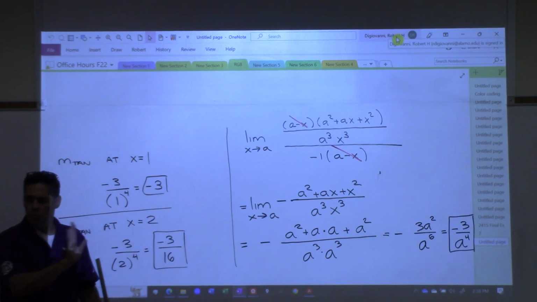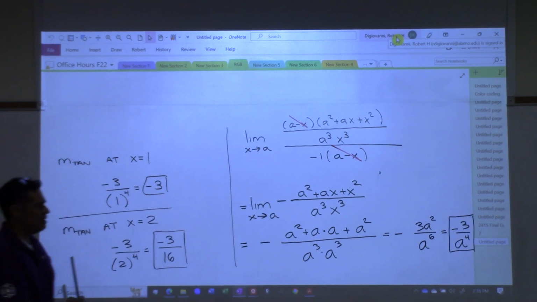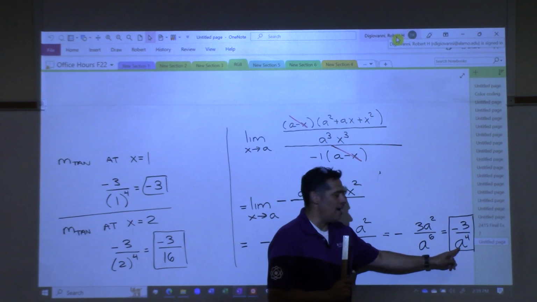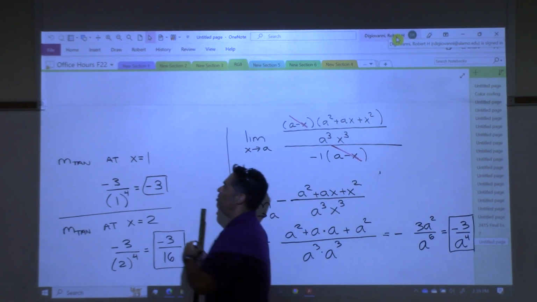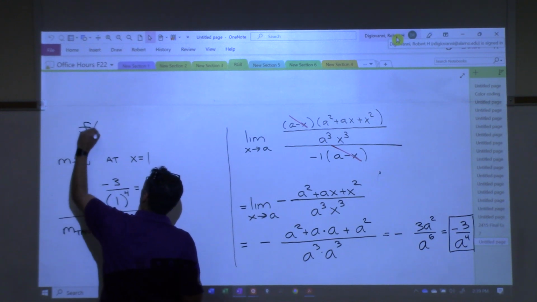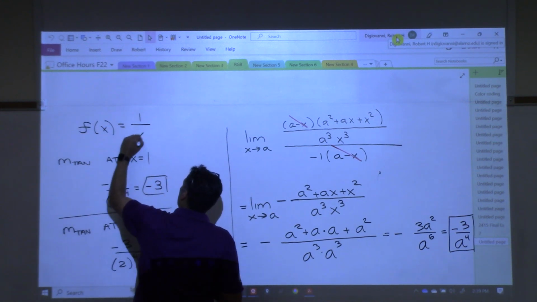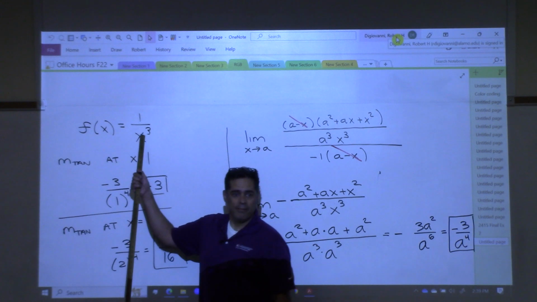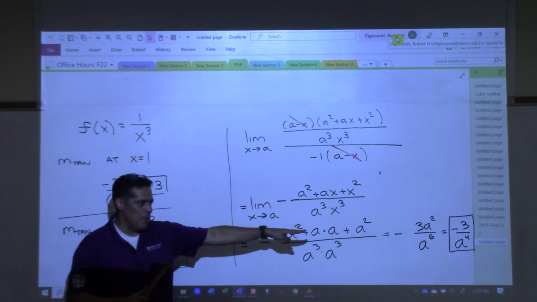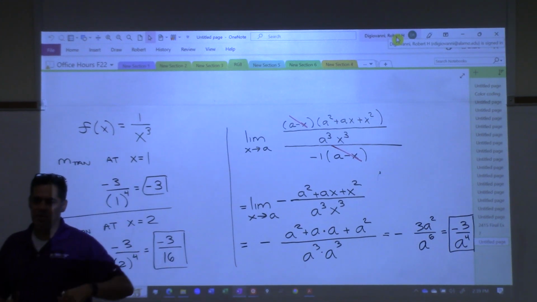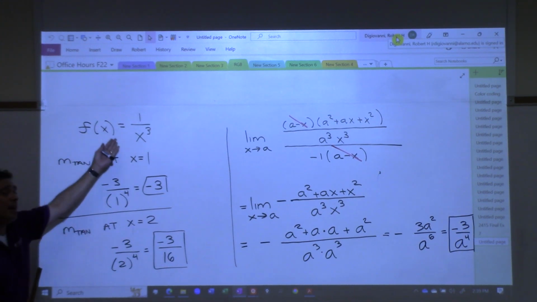With one exception. There's one place that this is not defined. What's the one value of a that I cannot plug in here? 0. But remember the original function was what? What was the original function? 1 over x cubed. Well, can you even plug 0 into that? No, you can't plug 0 into that. So don't worry about the fact that the slope of the tangent line doesn't exist at 0, because the original function isn't even defined at 0.